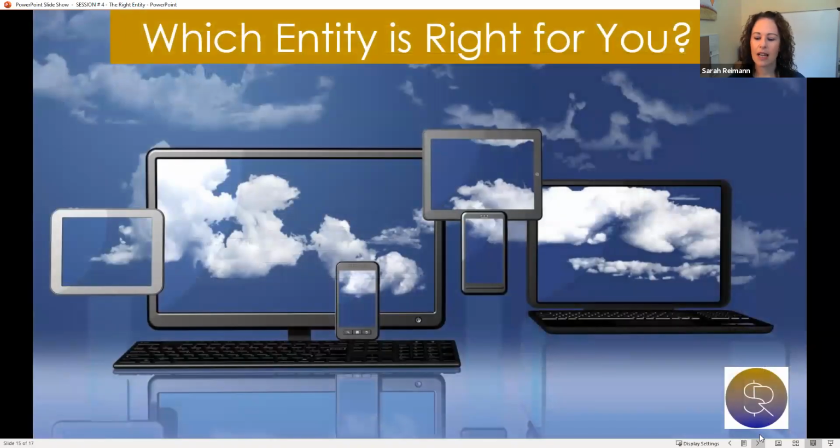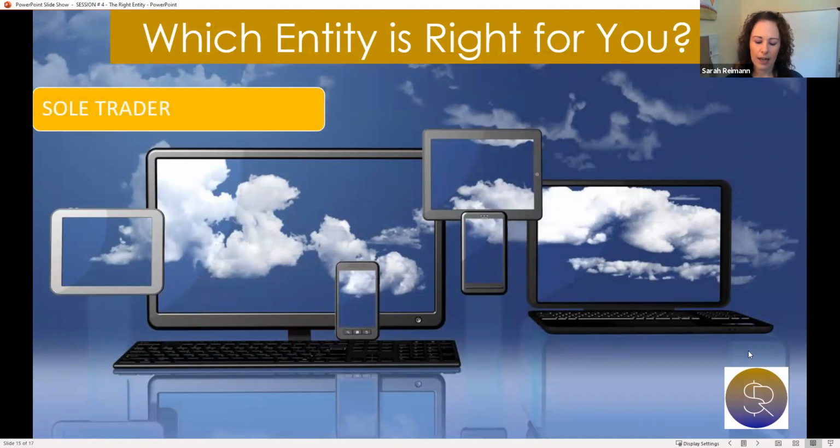So which entity is right for you? Whether you're just starting out or whether you've been a sole trader in a business for a while, it's important to think about protecting yourself and your business. And we do this through choosing the right entity for the right stage of business that you're at.